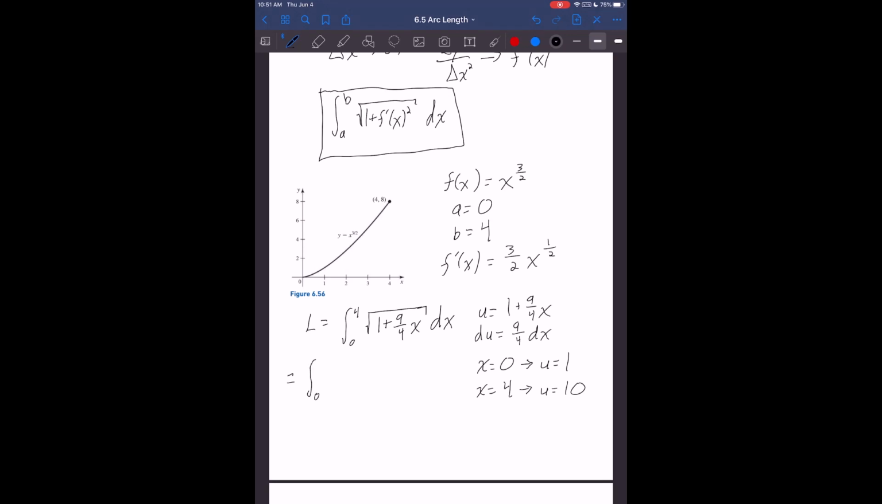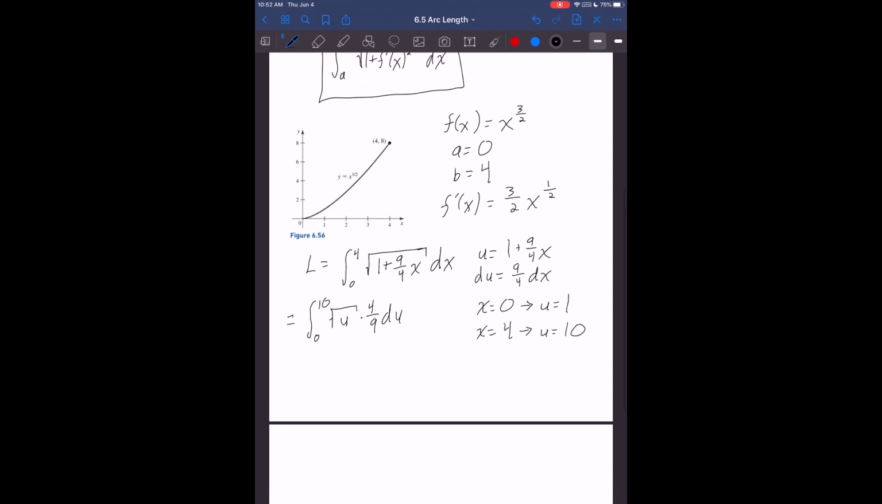So this integral then becomes, with all of these substitutions, now the integral from 0 to 10 of the square root of u times 4 ninths du. Okay, square root of u is the exact same as u to the 1/2. So when we take integrals, this is going to be 2/3 u to the 3/2 times 4 ninths evaluated from, oh, excuse me, I made a mistake here.